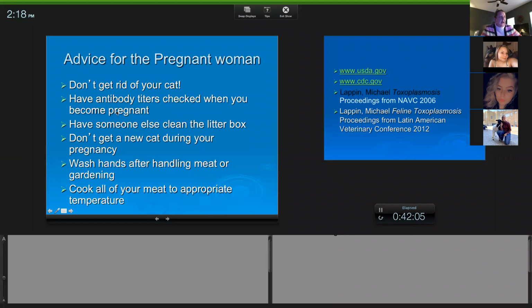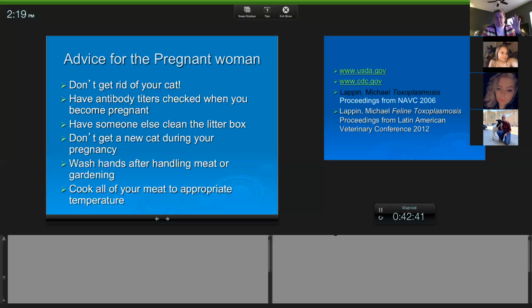So if you own cats and you become pregnant, you can get your blood drawn to see if you have any antibodies. Have you already been exposed? Do you already have antibodies present? So you can check your blood. You can take your cat in to check its blood to see, does anybody have any antibodies? Have someone else do the litter box. It's a perfect excuse to say, and it's not an excuse. It is true. You have to be careful.